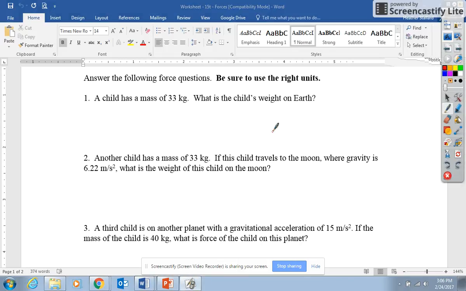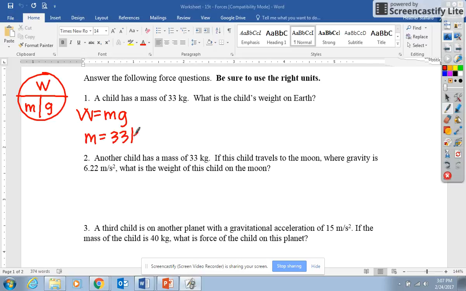Okay, so for this equation, you guys are going to use your weight formula. W is equal to mg. All right, so for those of you with the circle formula, I know a lot of you prefer the circle formula, so that would be W on top, M and G on bottom. For this one though, you notice that it tells us that it only has a mass, so that is an M of 33 kilograms.